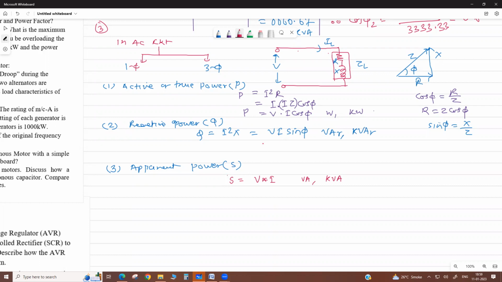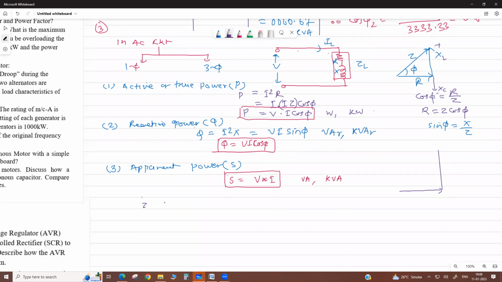Okay, this is your PQS. This is your P. This is your Q. And this is your S. Now there is a power triangle also. Active power, this is reactive power. Reactance is of two types. If XL, it is upward. If XC, it is down. XC is negative, this is positive, this is negative.